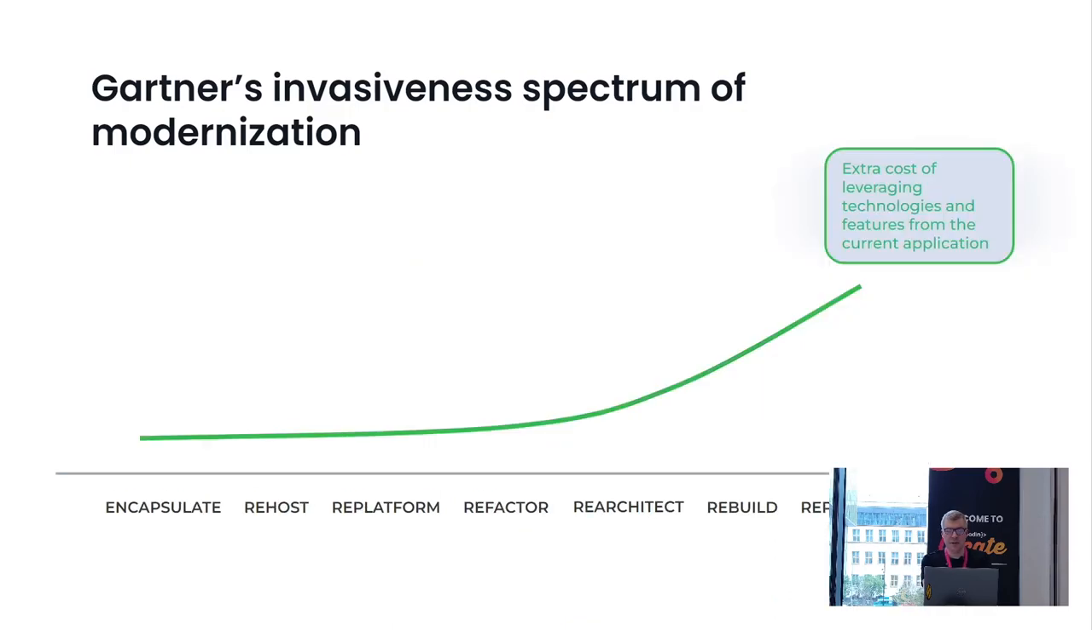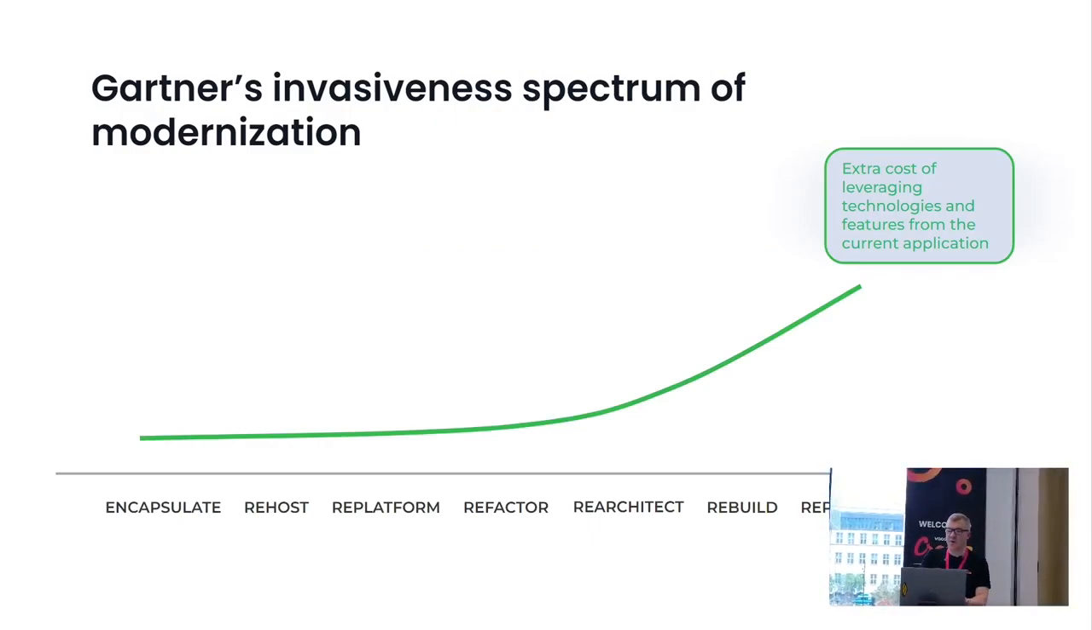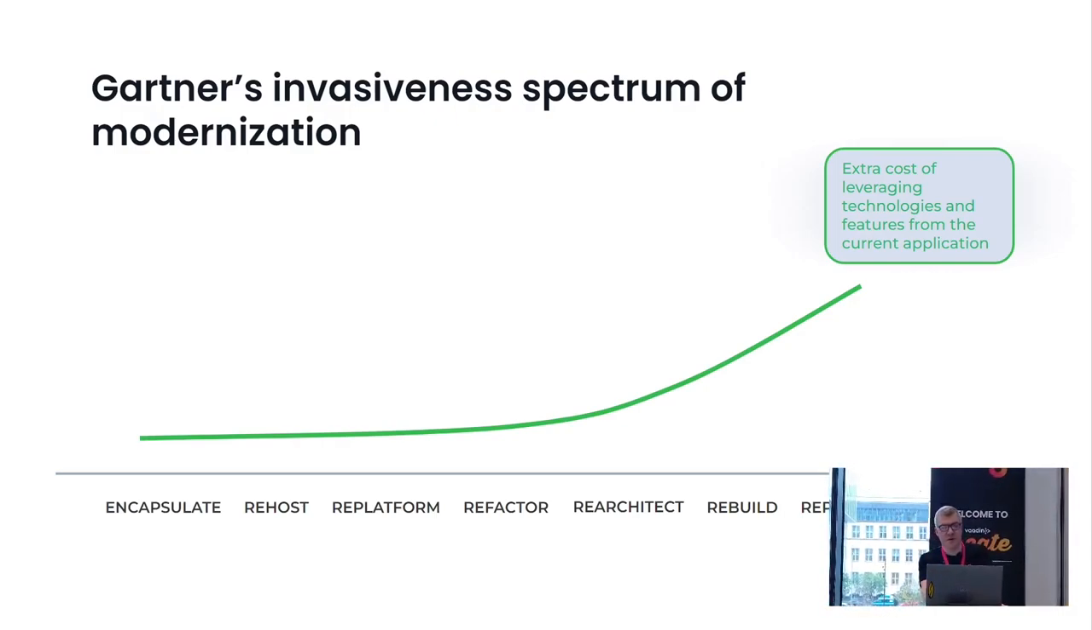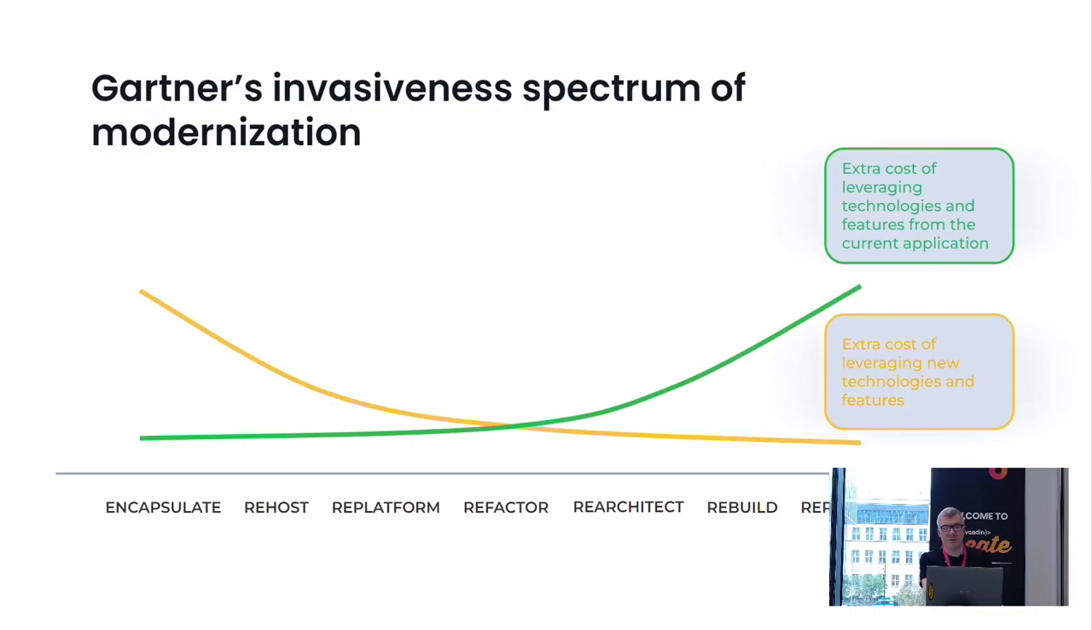Invasiveness really increases at the same time as the extra cost of leveraging technologies and features from the current application increases. So if you have certain things that your current application does that isn't really possible in the new technology, perhaps, that you might be looking at, then the extra cost of leveraging those features is going to increase as you become more invasive. And of course, you know what the trade-off is, where I'm heading with this. The trade-off is, of course, going to be the extra cost of leveraging new technologies and features. So it's easier to use new technologies and features in the target application if you're using a more invasive process than if you're using a less invasive process.